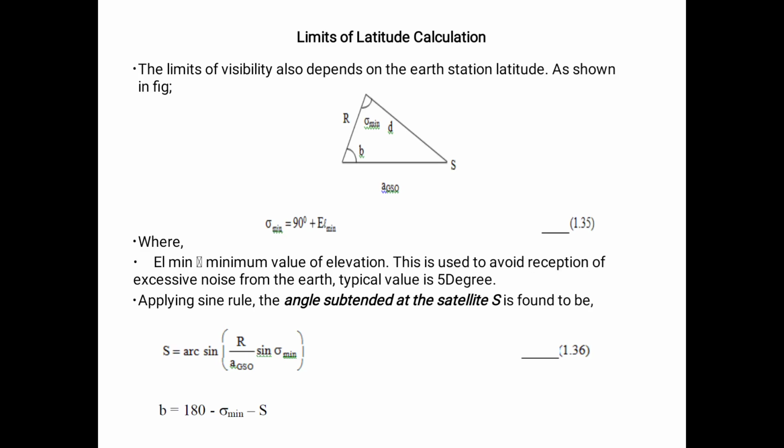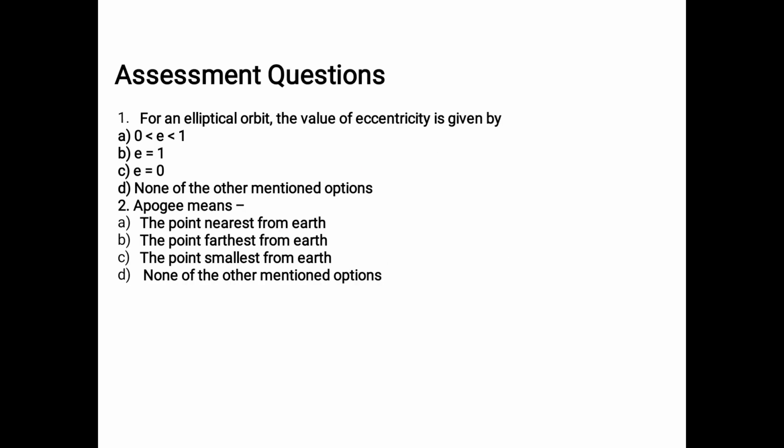The limit of visibility depends upon the Earth station altitude, as shown in the figure. Effect of a minimum value of elevation: this is used to avoid reception of excessive noise from the Earth. A typical value is 5 degrees. Applying the sine rule, the angle subtended at the satellite is found to be S equal to arc sin of (R by aGSO) sine of theta minimum. B is equal to 180 minus theta minimum minus S.